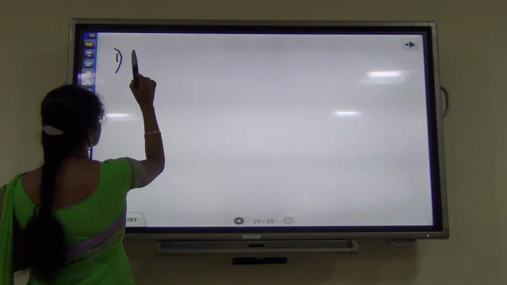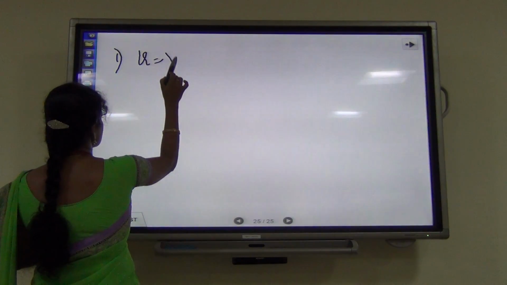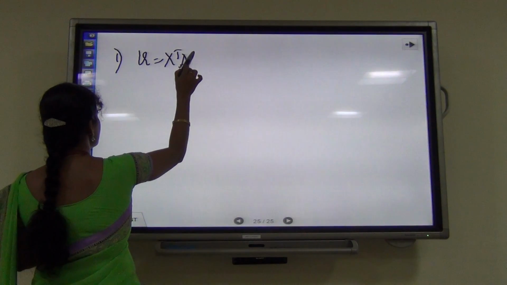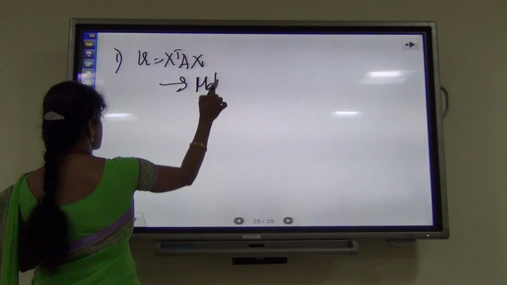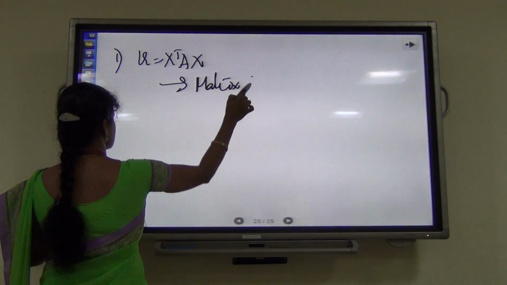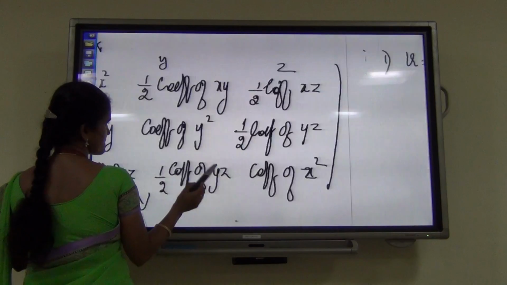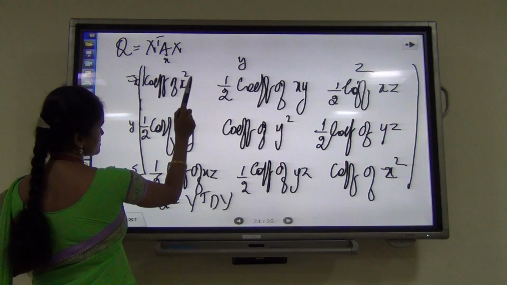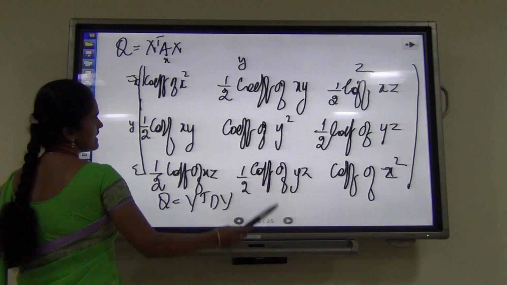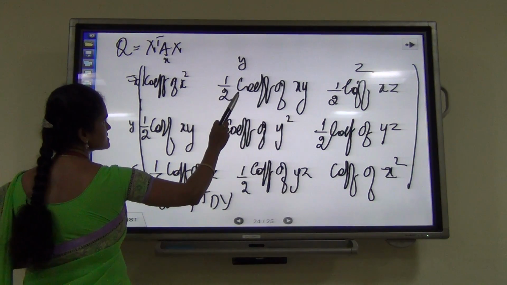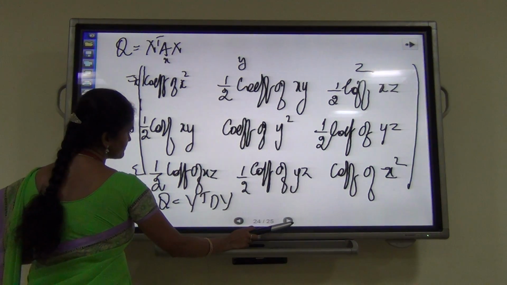Now let us recall the working rule of steps. Q is equal to x transpose Ax. This will be converted into a matrix; from this you will get what matrix A is. This is how we have to get the matrix A: by collecting the coefficient of x square, the diagonal entries as such, and for the rest of the entries, you have to divide by half.